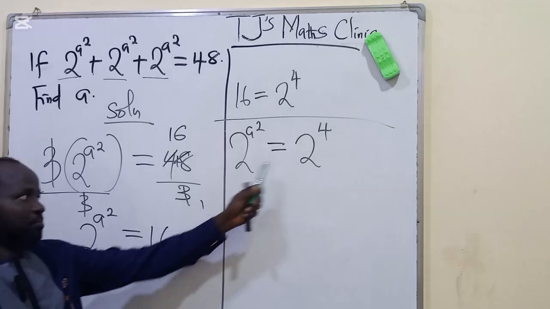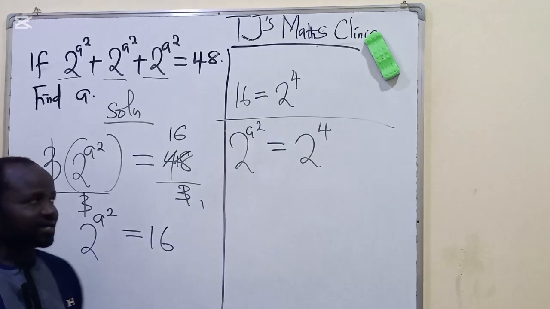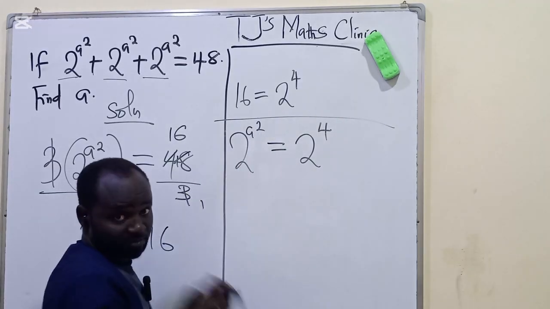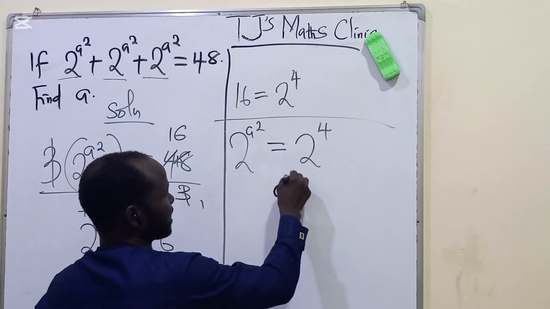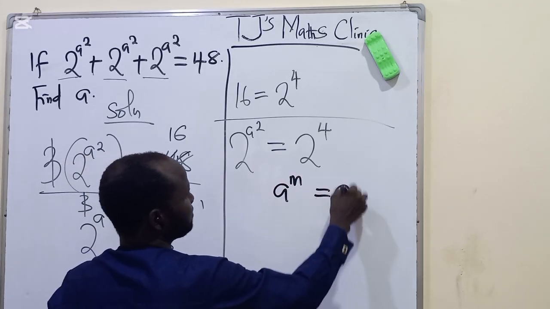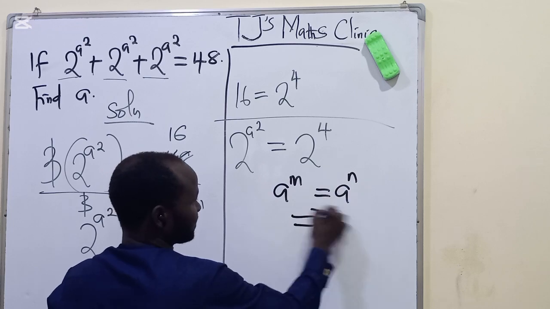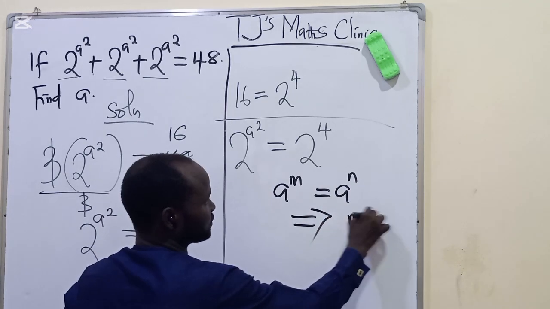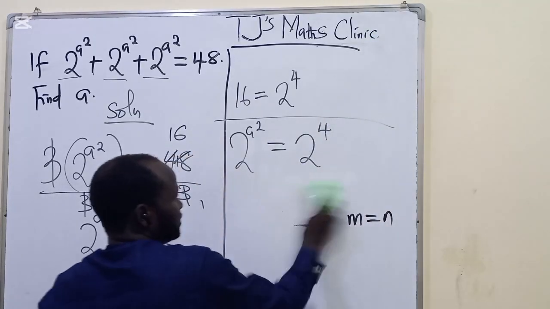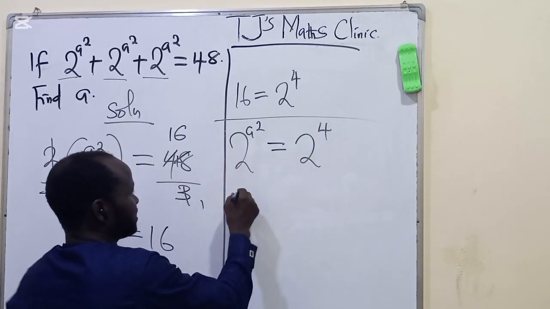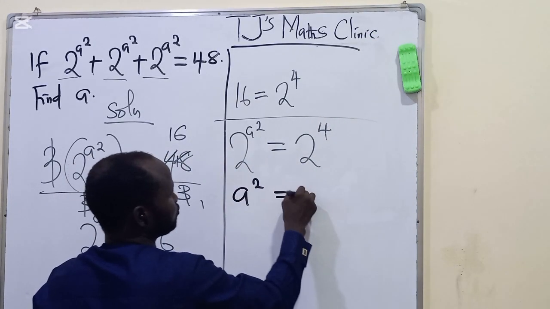The bases are the same on both the left hand side and the right hand side. We can equate their respective power from one of the laws of indices. If we have a power m is equals to a power n, this implies that m is equals to n. Very important. So let's apply this law. So it means a square will be equals to 4.